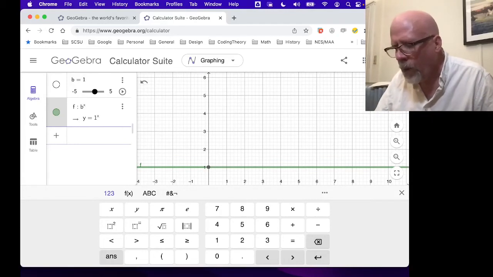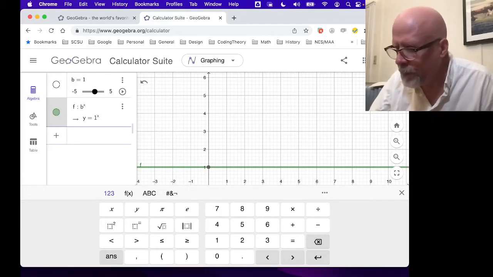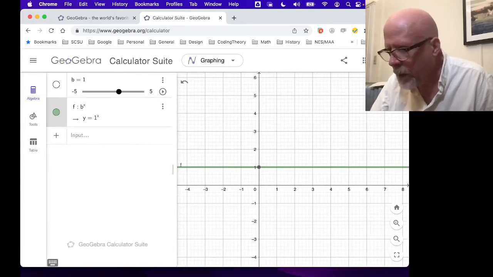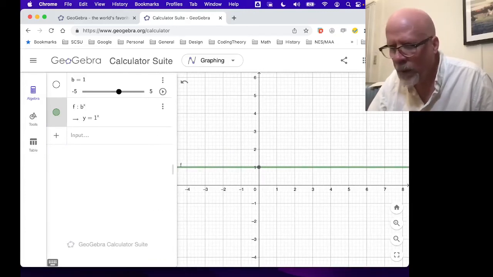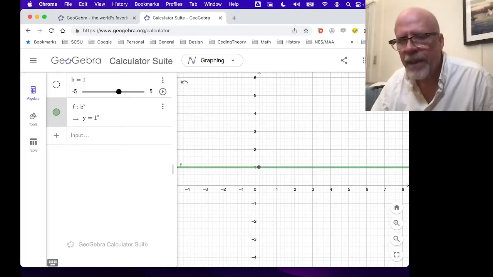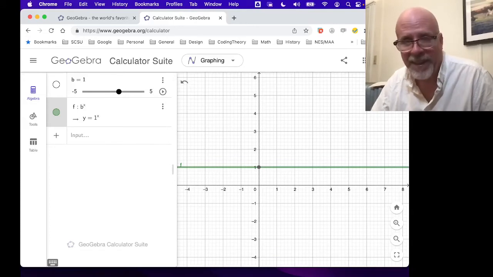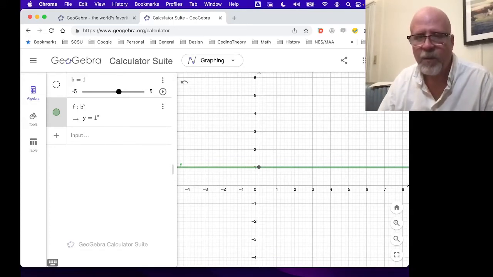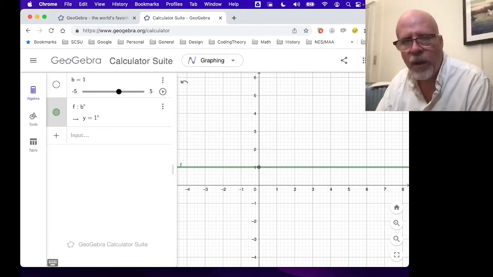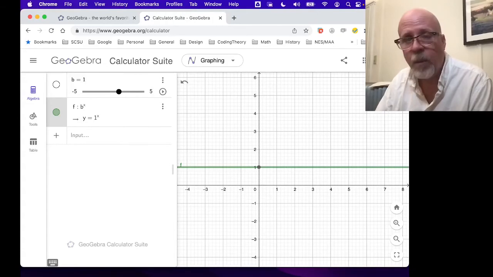Okay, so it created a slider for me. And the slider's default value is at 1. So what we've got here is the exponential function when b is 1. That's kind of a crazy thing to do. It just happens to be the default value for the slider is 1. But why would we think about multiplying by 1 over and over and over again? As an exponential function, that's a dumb one.